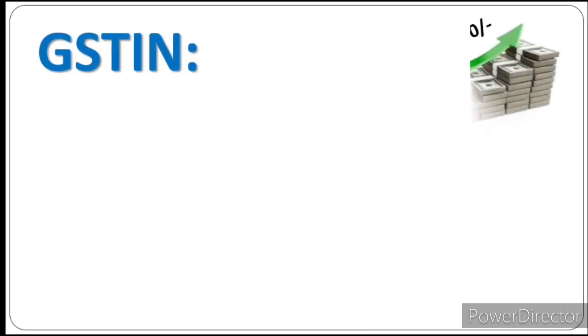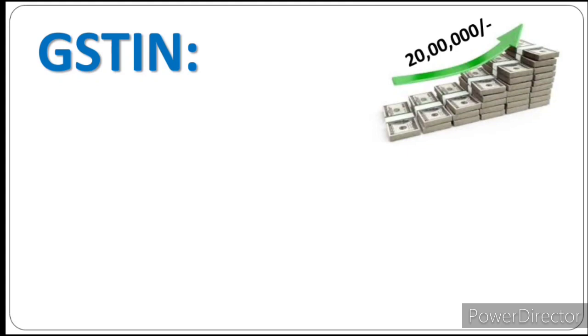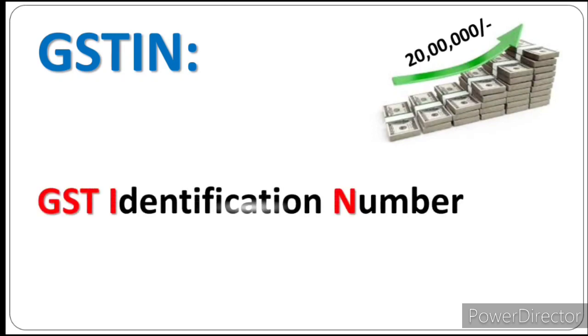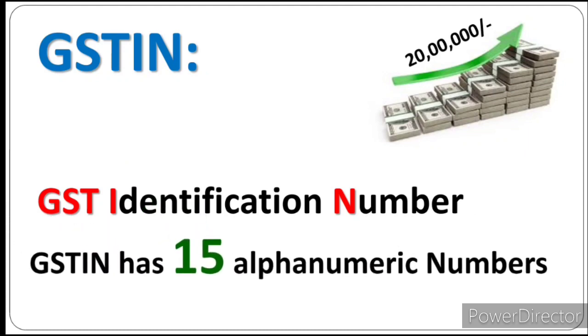Any dealer whose annual turnover exceeds 20 lakh has to register on the GST portal. It is mandatory, which means it is compulsory. So what does the GST portal do? It gives a unique identification number to the dealer, known as GSTIN, which means GST identification number. This identification number has 15 alphanumeric characters. We will learn what these 15 characters are now.